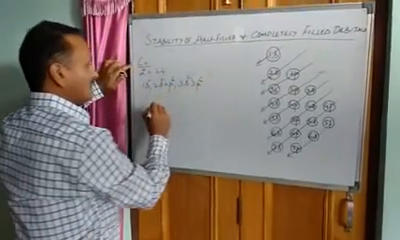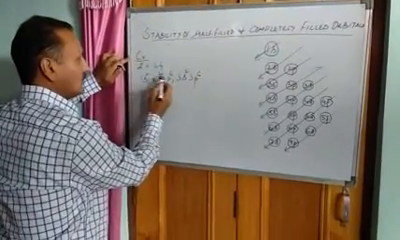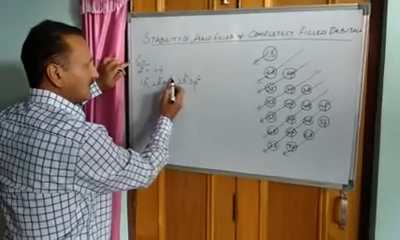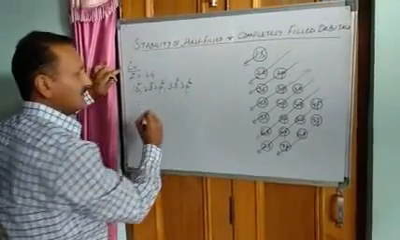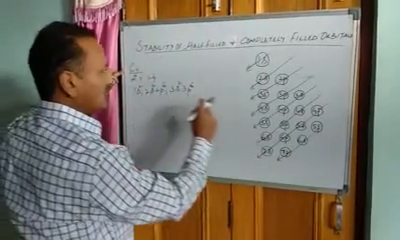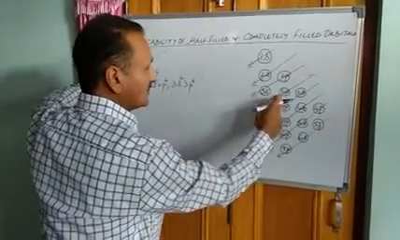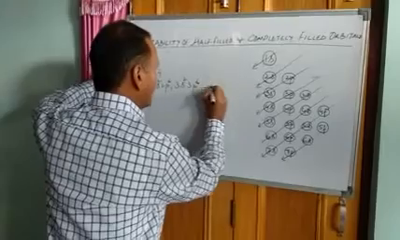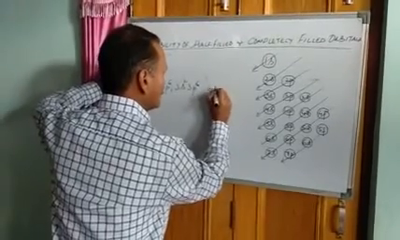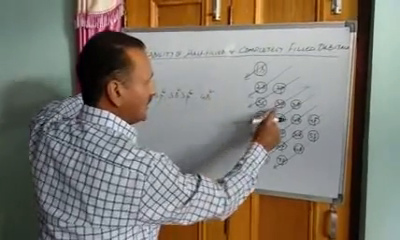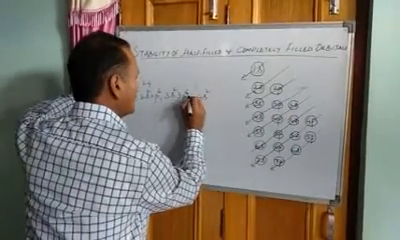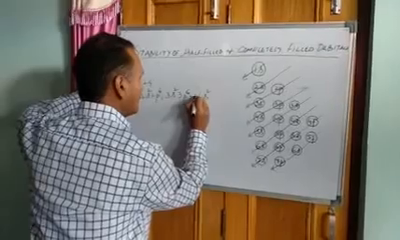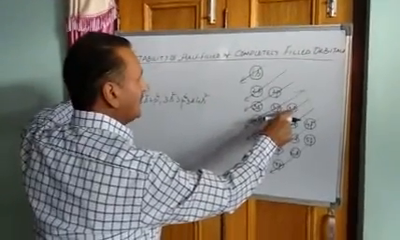Let us count the number of electrons. 2 plus 2, 4, 4 plus 6, 10, 10 plus 2, 12, 12 plus 6, 18. We need 24, so we will proceed further. After 3p, there is 4s, 2 electrons. And after 4s, I will have to go to 3d. d can accommodate as many as 10.